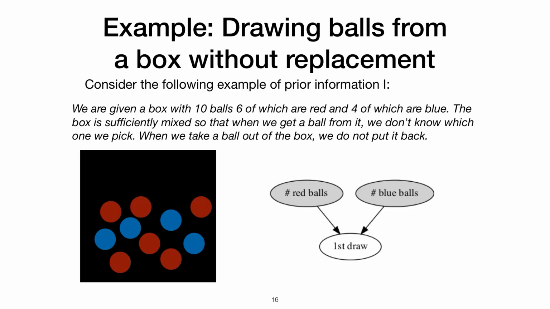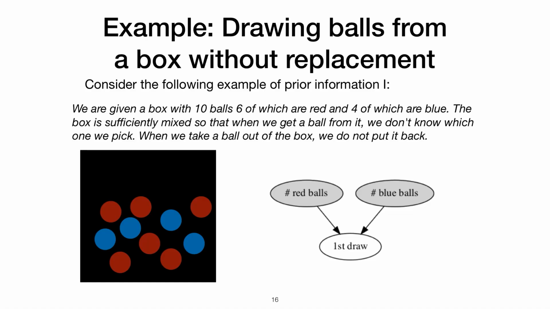Let's apply the obvious rule to a very simple example. This is a classic example of probability. It's essentially a box containing two kinds of balls. Here we have 4 blue balls and 6 red balls. And this information essentially constitutes I. What we're going to do is draw a single ball and ask what is the probability that it is red or blue.